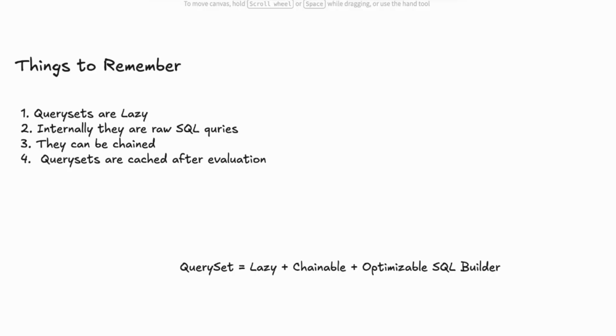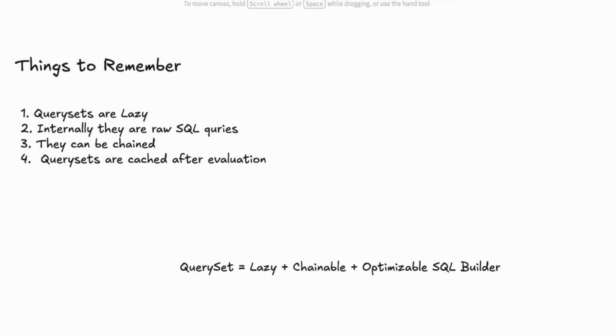So these are a few points which we have to remember about query sets. Query sets are lazy, meaning they will not hit the database immediately. There are several events on which they are evaluated, which I already explained, and you can check the documentation for it. The second point is that internally they are raw SQL queries. You have to remember, it is a very important point. They are nothing different; they are simple SQL queries which will hit the database at some point. They can be chained: if we have a query set which filters something, then you can apply another filter on it in a chained manner.